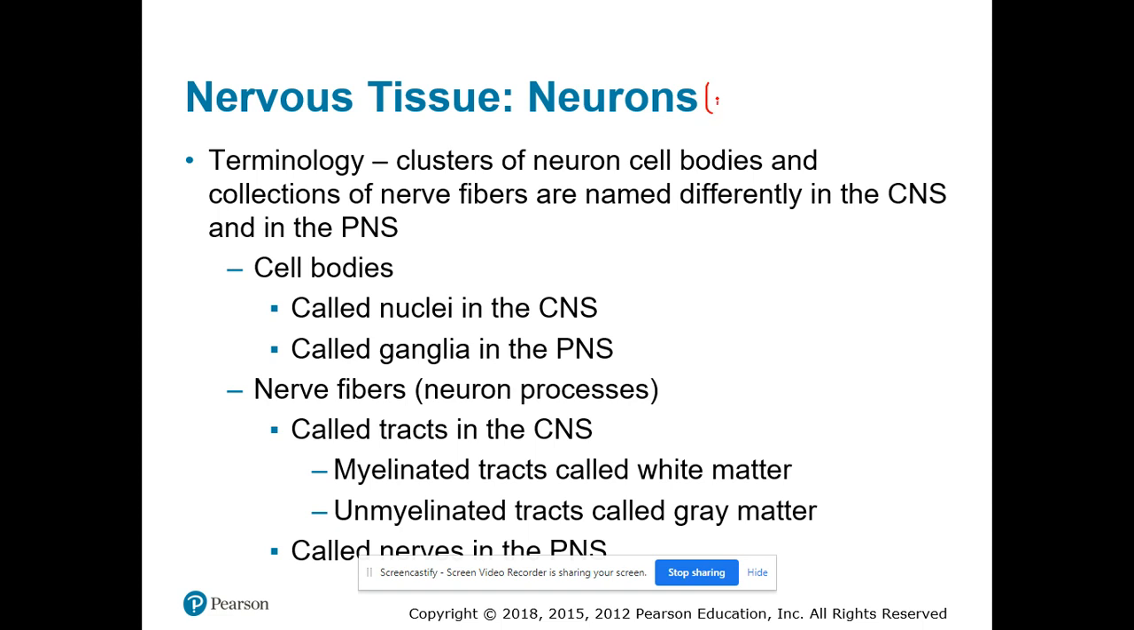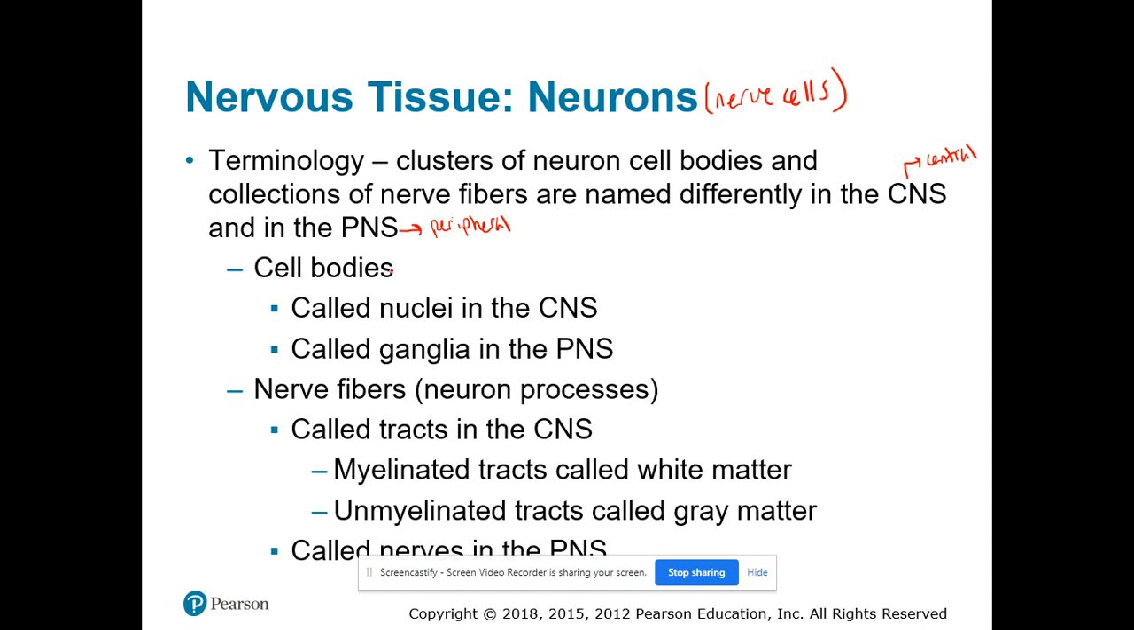Neurons are just basically your nerve cells. As a reminder, again, these are the ones that conduct electrical impulses. And we learned different parts of the nerve cells. We learned that one of the major parts is your cell body, and the other part are basically the processes that come off it. Well, clusters of cell bodies and the nerve fibers or projections that come off it can be named differently, whether they're in the CNS versus the PNS. Remember, your CNS, this is going to be your central nervous system, while as your PNS, this is your peripheral.